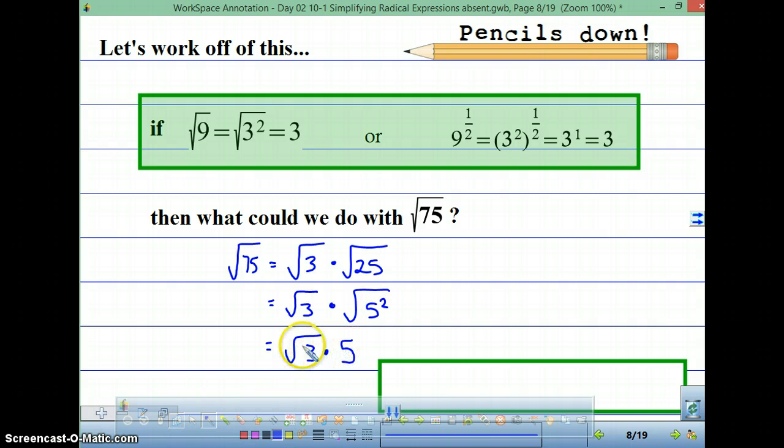This is a little messy because sometimes when you're writing fast, your radical sign might go a little bit too far and it's hard to see whether this number is under the radical. So by convention, we always write the number that's not in the radical outside of it at the beginning. This means 5 times radical 3. Okay?